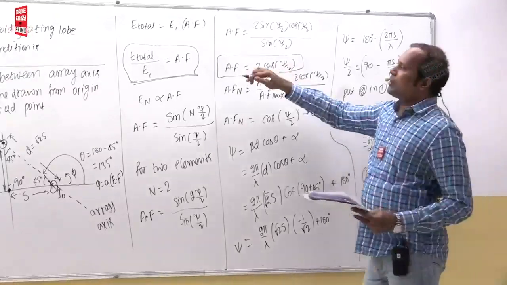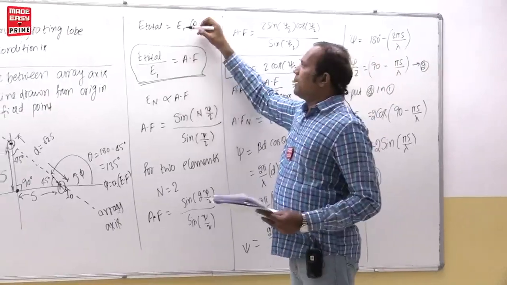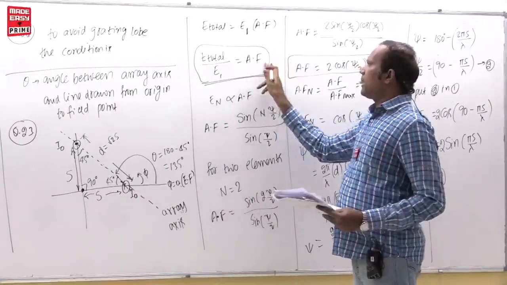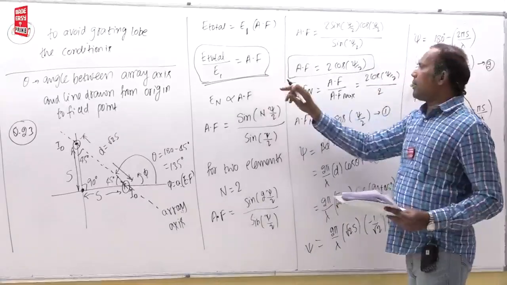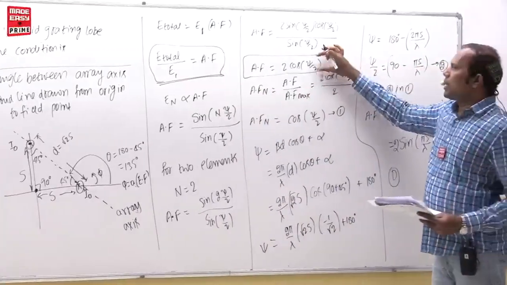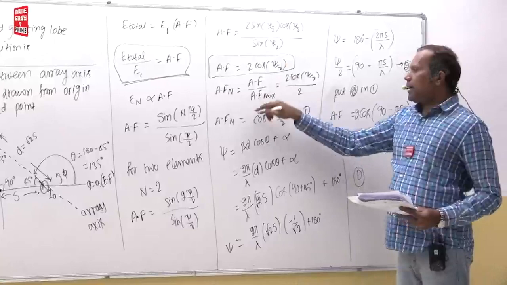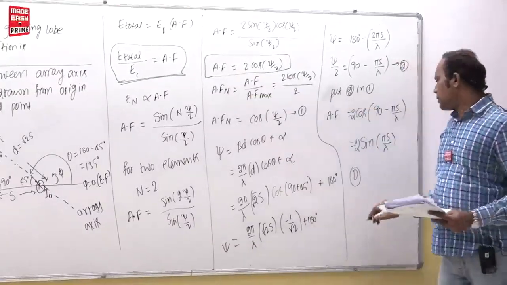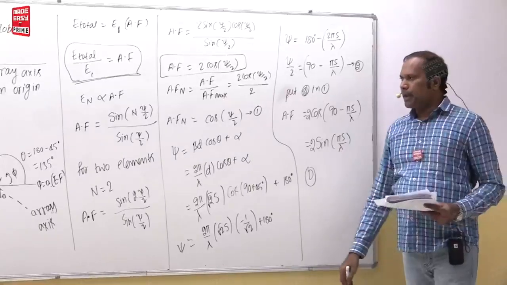So now what is asked is total electric field normalized with electric field of first antenna, that is E1. Normally divide with that, you get array factor. So array factor for two element is 2 cos psi by 2. But normalized array factor is again cos psi by 2 only. But asked is this one. So that is the answer, right?